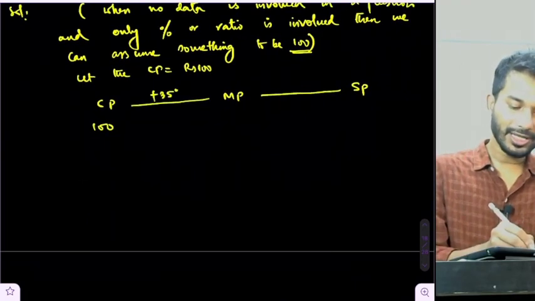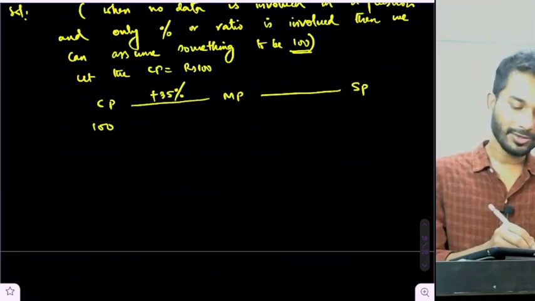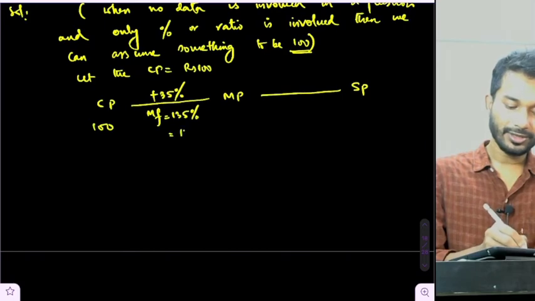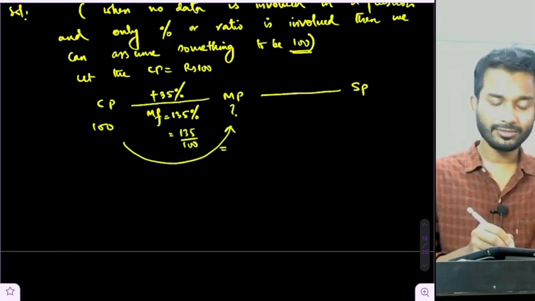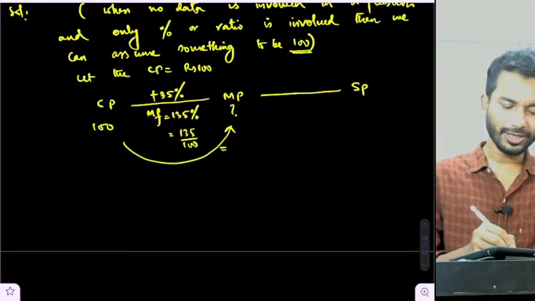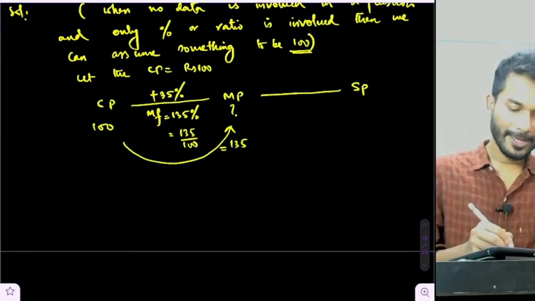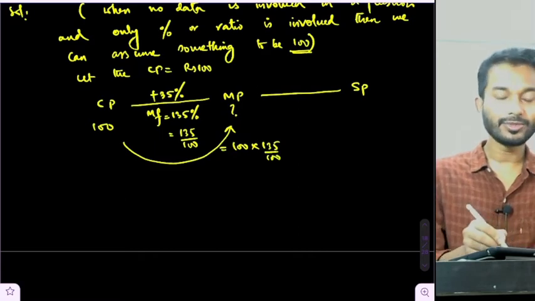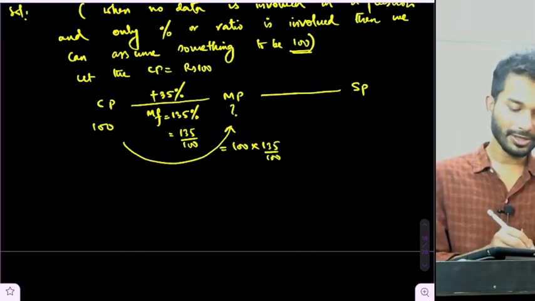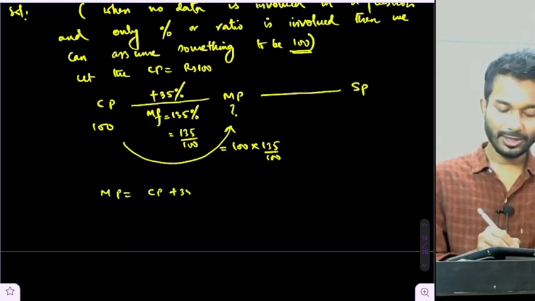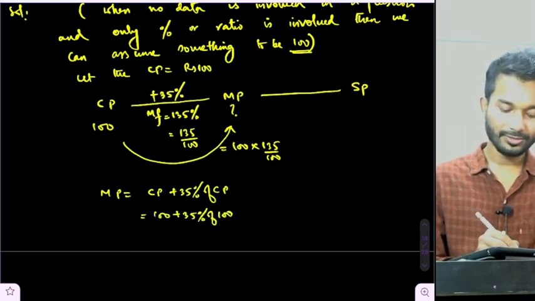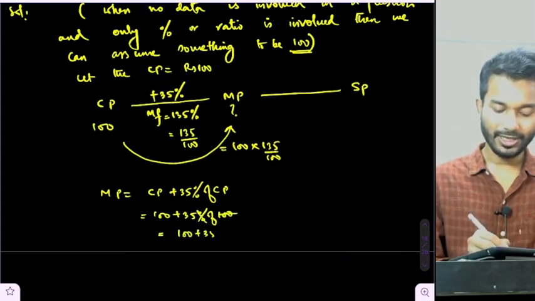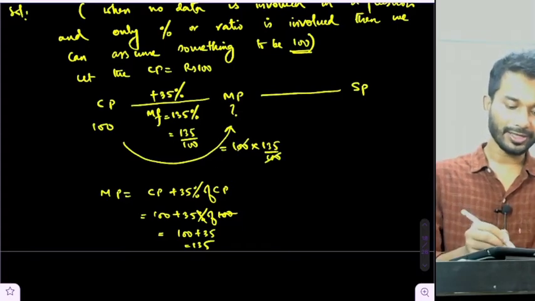He marks his goods at 35% above the cost price, so the multiplication factor will be 135%, which is 135 by 100. The mark price is unknown, so we go in the forward direction and multiply. Directly also, if you want, you can solve it. We get 100 into 135 by 100, that is cost price into multiplication factor. Or if you do not want to solve it like this, then mark price will be cost price plus 35% of cost price. Cost price is 100 plus 35% of 100 rupees. The percentage will cancel the two zeros, so 100 plus 35 gives us 135 rupees. You can solve it like that also.